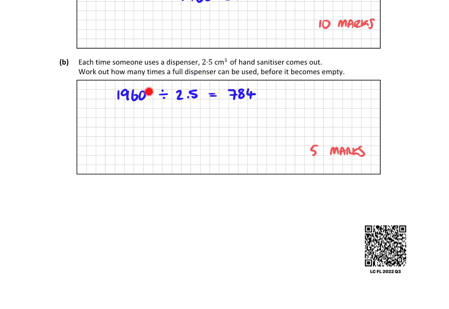So we know the full volume of the dispenser is this. We know that this much comes out every time. So we want to know how many times you can press it before it's empty. We just divide it in. If we divide 1960 by 2.5, it tells us how many times we can use the dispenser before it empties, and that's going to be 784. Again, use your calculators for these questions. That was a 5-mark question.